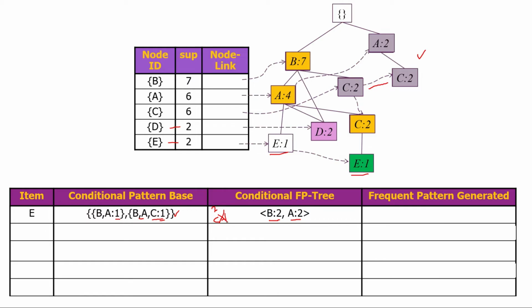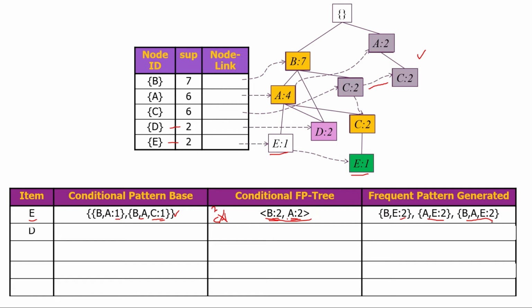So after getting the conditional frequent pattern tree, we need to generate frequent patterns. For that we need to make joins with the source item. So we join this conditional frequent pattern tree with the source item, like BE with count of 2 and AE with count of 2, and then we join these together with the source item, which gives us B, A and E with the count of 2.